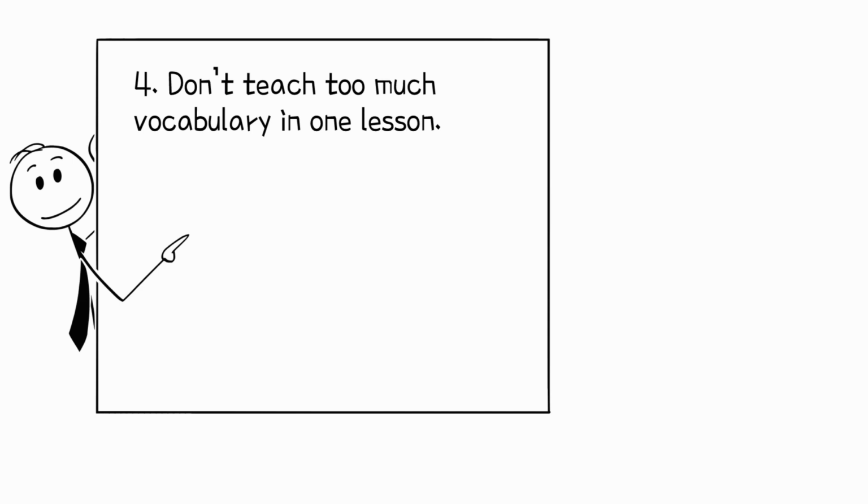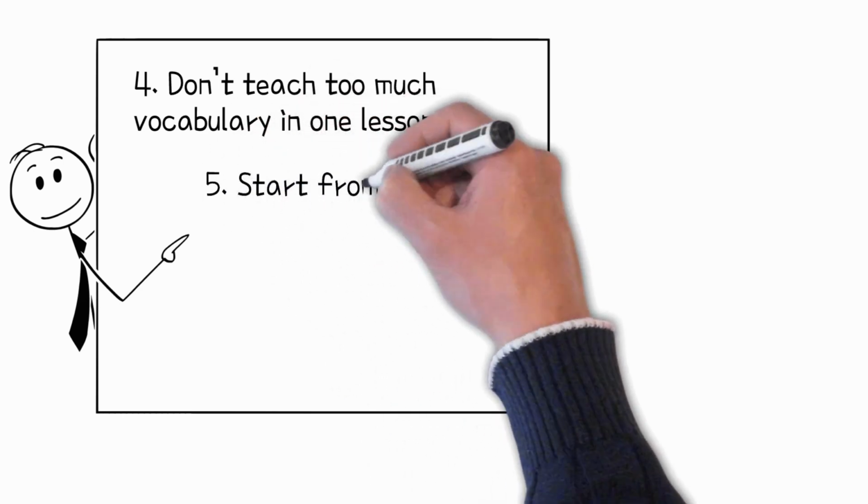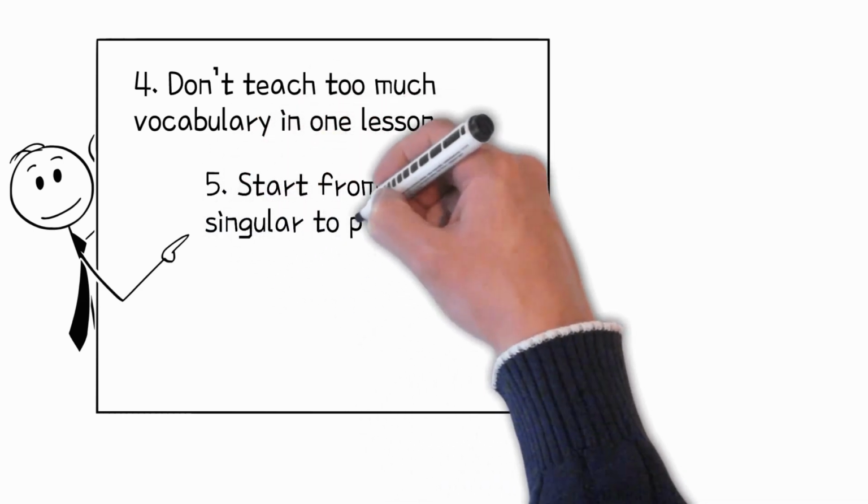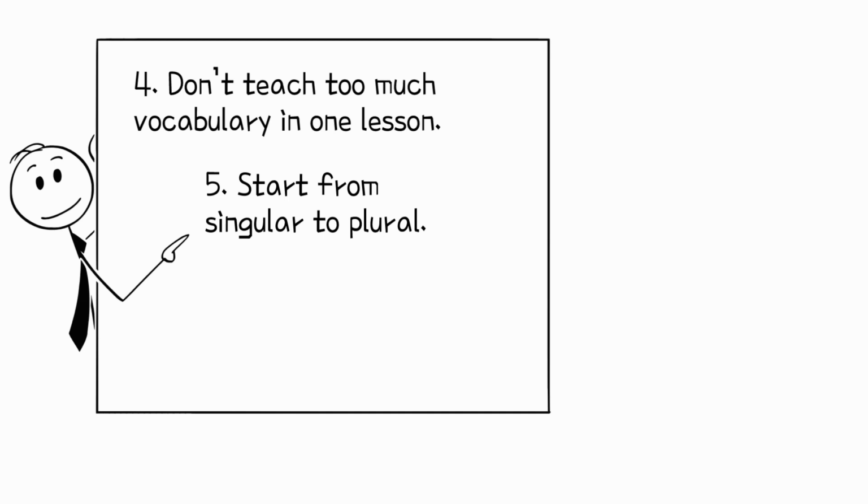Once the students are familiar with the vocabulary, you can teach them plurals. You usually do this when introducing them to numbers. One car becomes two cars. One apple becomes two apples. Then three apples. This can be done again by using pictures, flashcards, and realia.